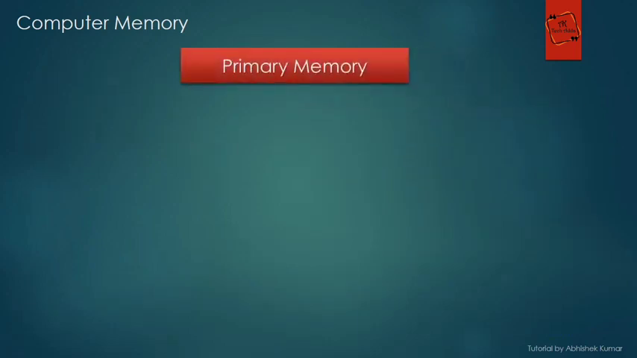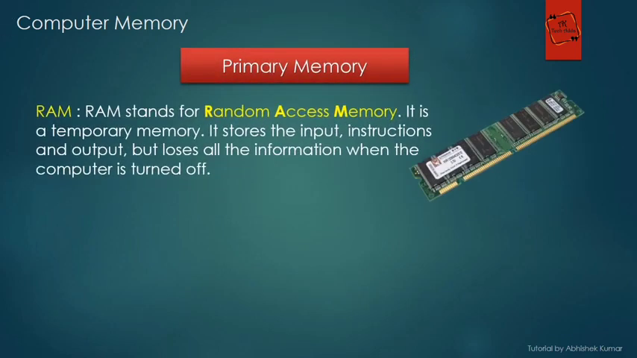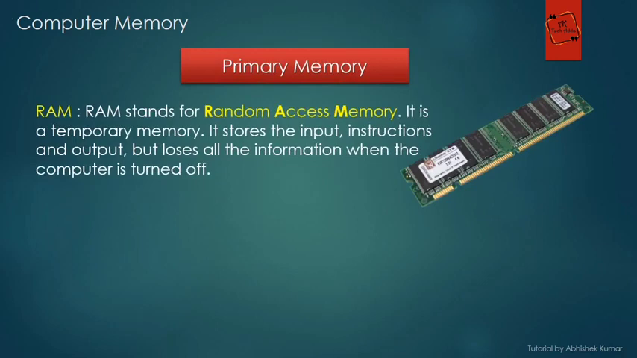There are only two primary memories. First, RAM. RAM stands for random access memory. It is a temporary memory and it stores the input, instruction or output, but loses all the information when the computer is turned off. Now what does it mean?